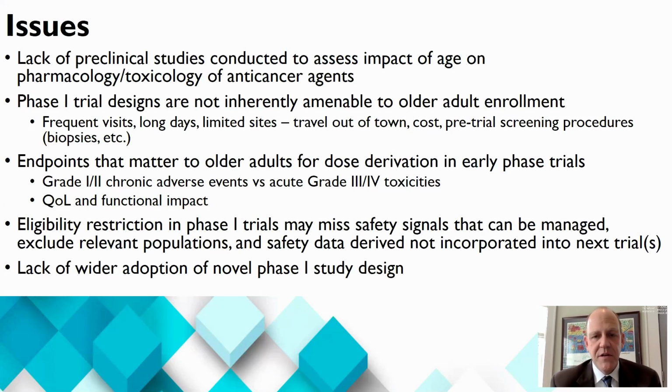Eligibility criteria has been mentioned already, but I believe that we've missed opportunities within phase 1 studies where we have opportunities to get safety signals that we can learn from early in older adults and more frail populations that can be managed. We are, I think, overly restrictive sometimes in the way that we think about safety signals, even with first in human trials, and exclude relevant populations. And more specifically, the issue that we're seeing is safety data that really is not rapidly incorporated into the next phase of study or even within the same study, where we can start to learn more about eligibility criteria.